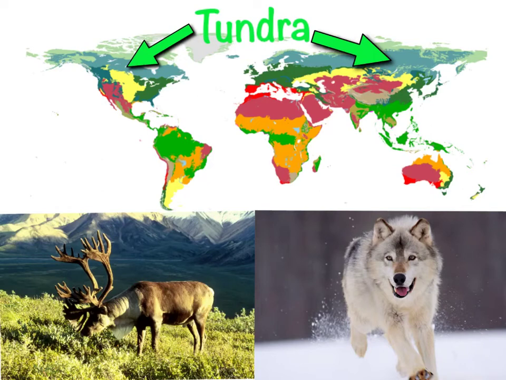The tundra is the very cold region found in Canada and Siberia. It is found by the arrows on the map. This area is dominated by shallow, rooted plants. Some of the animals that live here are the wolf and the caribou.